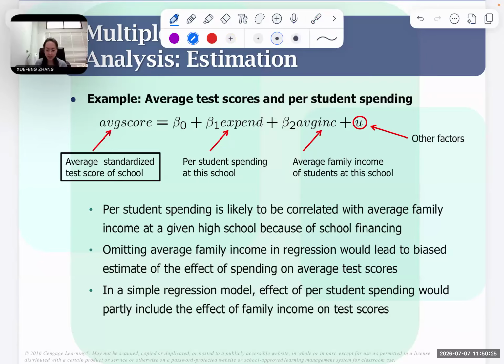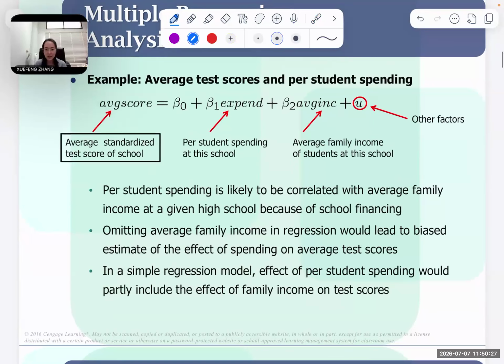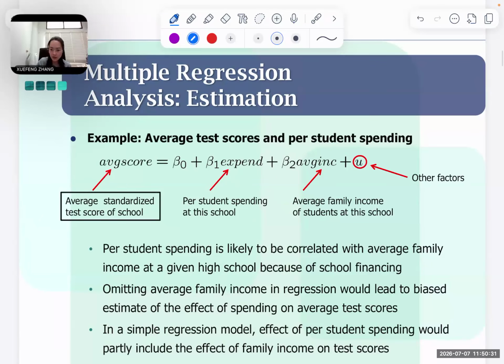Okay, let me write it down. The core motivation of multiple regression. Okay, control for confounders or your estimate is biased.